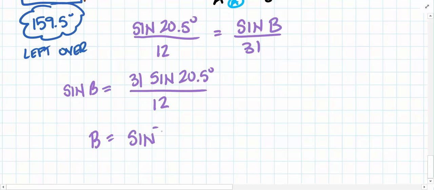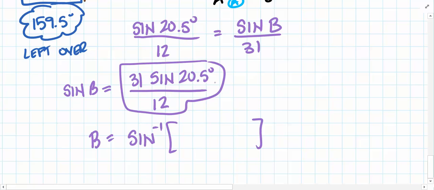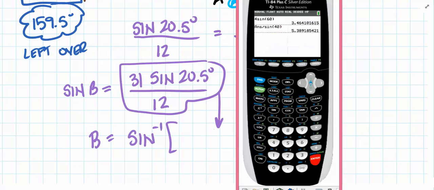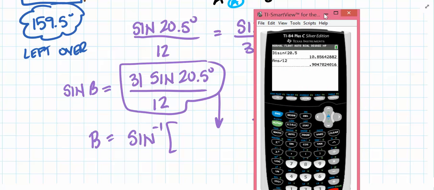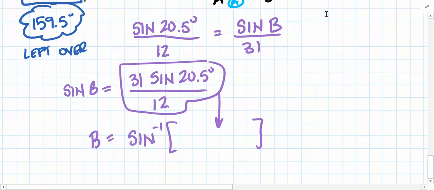So I use that number and put it into my calculator. Let's take your calculators out. Tell me what that number is going to be. I'm going to do 31 sine of 20.5, and then divide that by 12. I'm getting 0.904702, and so on. So I now have that B is the inverse sine of this.